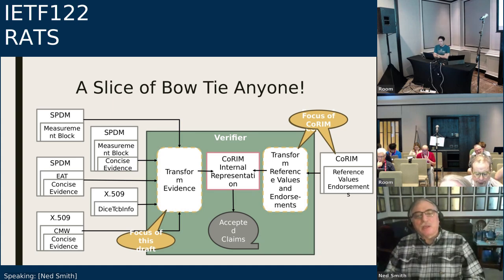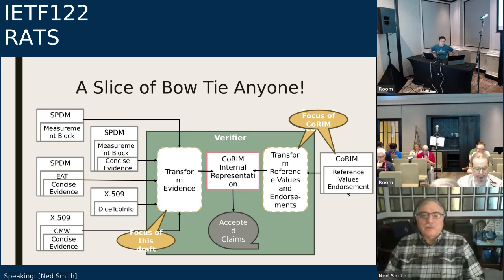The measurement block is extensible. So you could have, for example, a concise evidence as a component of the measurement block. You could also have an EAT as a component of the measurement block, EAT as a payload within the SPDM. And EAT, of course, is extensible, so you could have concise evidence inside of an EAT, inside of an SPDM.